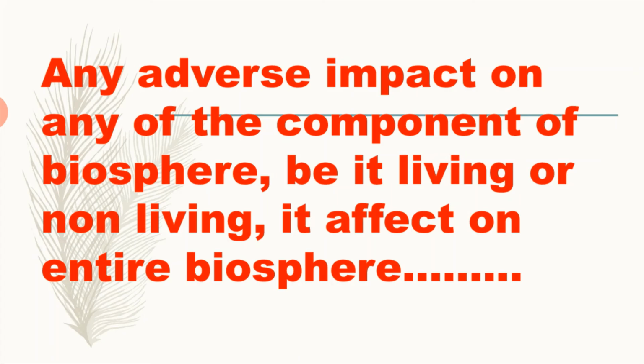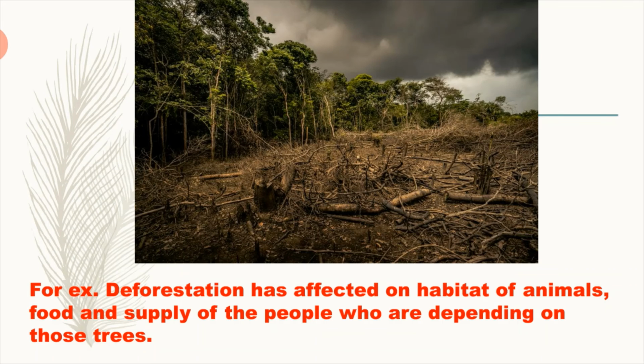If either of these two is affected by human interference or in any other way, then it is going to be dangerous for the biosphere. It will badly affect human life, animal life, and also bird life, right? For example, due to cutting down trees, animals' habitats have been devastated. The people who depend on the trees also got affected, and because of this deforestation, it has caused rampant floods. So these are the disadvantages of cutting down the trees.